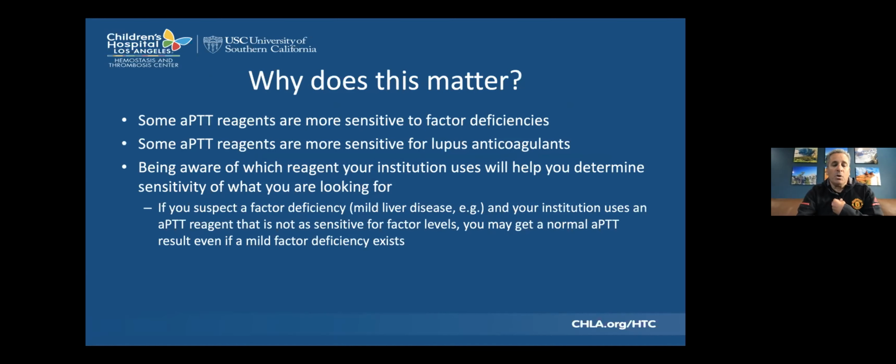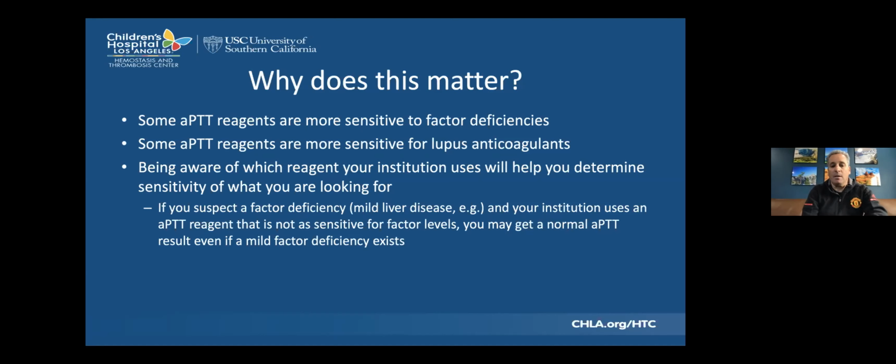Okay, so why does this matter? As I mentioned, some PTT reagents are more sensitive to factor deficiencies. Some are more sensitive for lupus anticoagulants. You actually can't have it both ways. If you have a PTT reagent that's more sensitive to factor deficiencies, it will be less sensitive to lupus anticoagulants. And that has to do with the activators and the phospholipids that are used. So, being aware which reagent your institution uses may help you determine the sensitivity of what you're looking for.